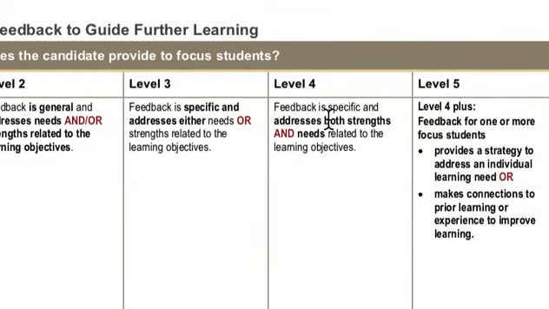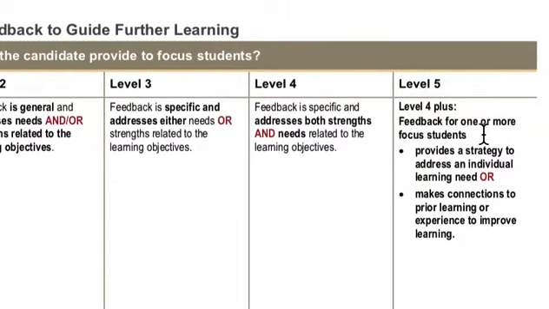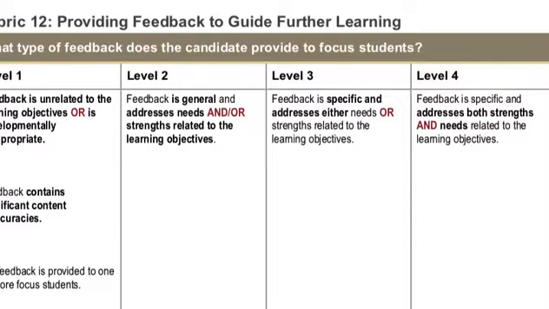Again, if you look at a 4, all you have to do is have your feedback focused on the strengths and needs, and you're automatically in a 4. Super easy to do. Level 5, you are also providing a strategy for individual learning needs, or you are tying in prior learning or experience to improve learning in your feedback. Again, something that's very doable.